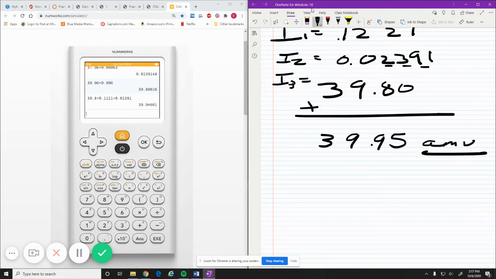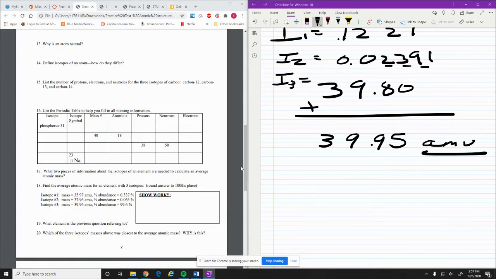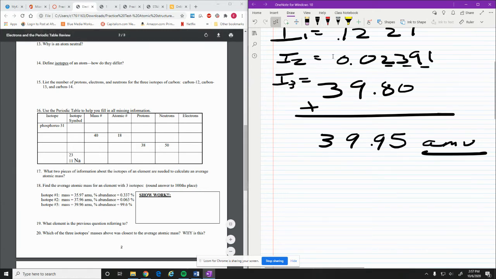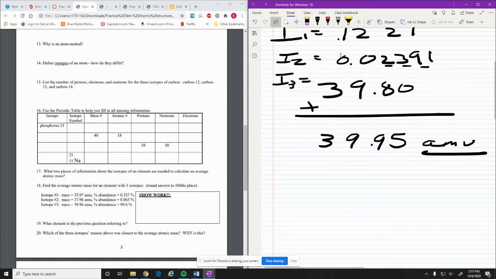Don't forget the units, right? So that is one entire process, okay? A lot of you would forget the AMU, or you forget to round, or you forget to do the 4 sig figs, or you would forget to do the decimal percentage right. It is a lot of steps, but it is relatively easy if you do enough.